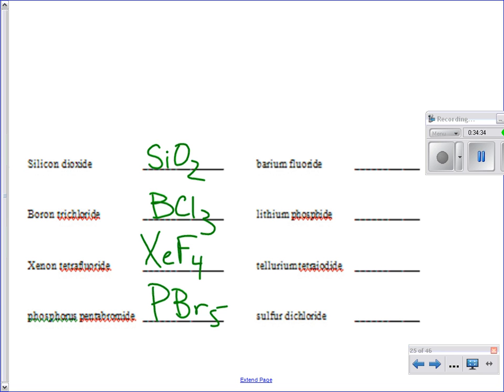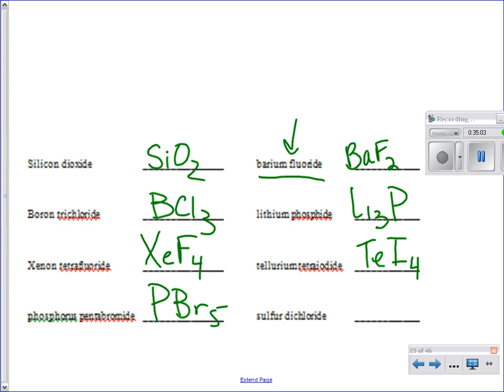Barium fluoride. Okay, we're in ionic world here, right? Does barium have more than one charge? No, so it's BaF2. Lithium phosphide. Tellurium tetraiodide. Oh, we shifted gears. That's covalent. TeI4. Okay, and then sulfur dichloride, SCl2.